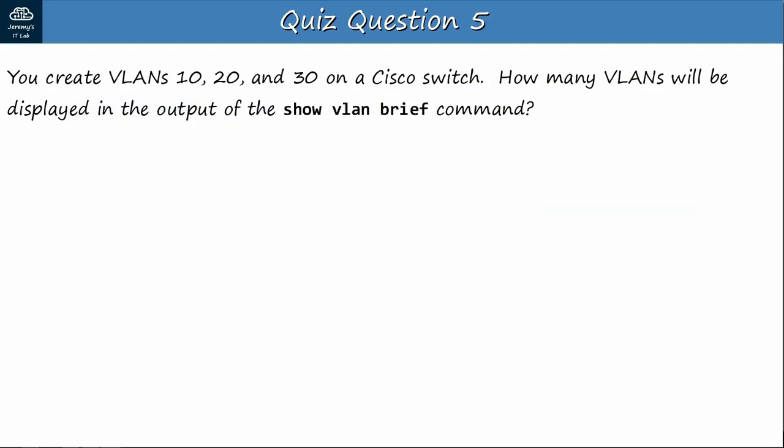You create VLANs 10, 20, and 30 on a Cisco switch. How many VLANs will be displayed in the output of the show VLAN brief command? A. 3. B. 5. C. 8. Or D. 10. Pause the video to think about your answer.